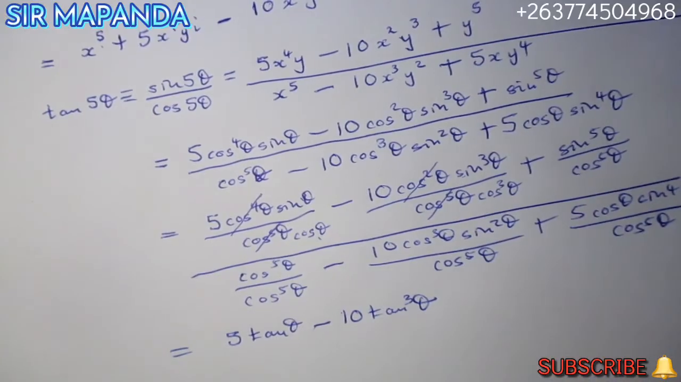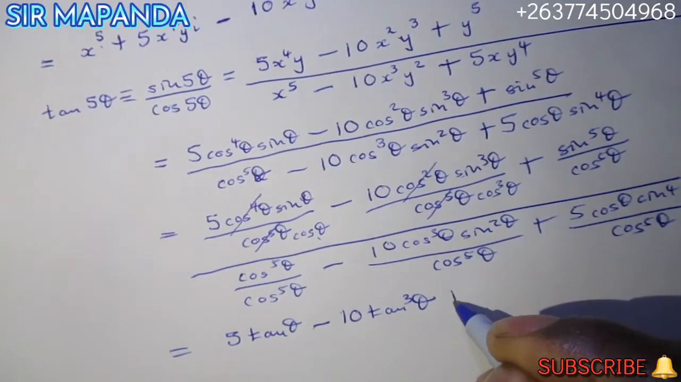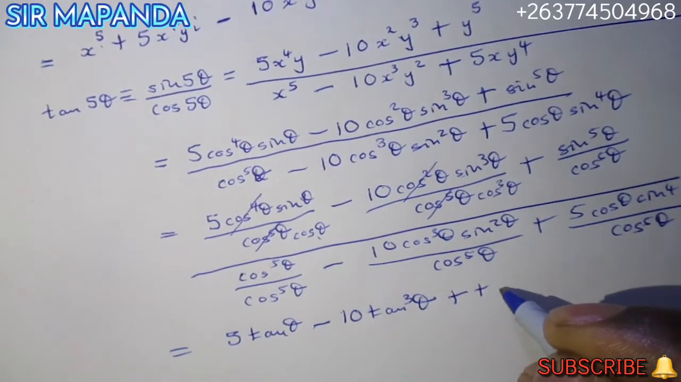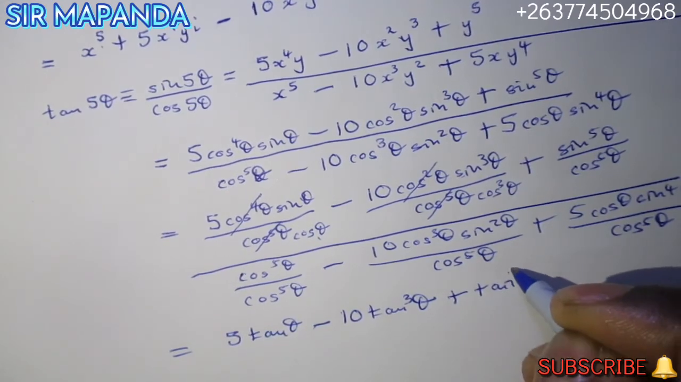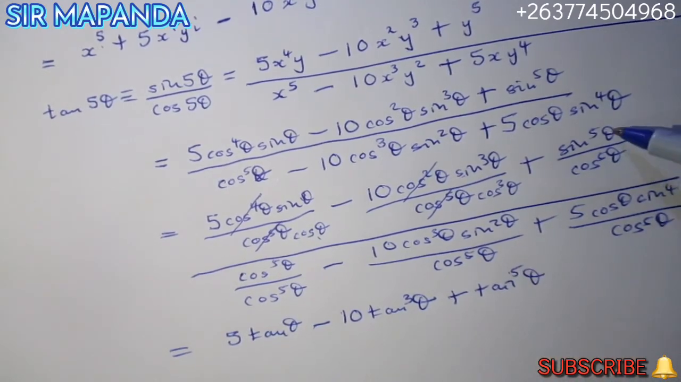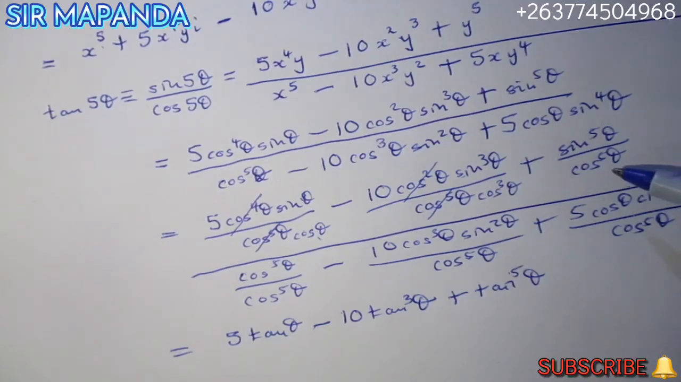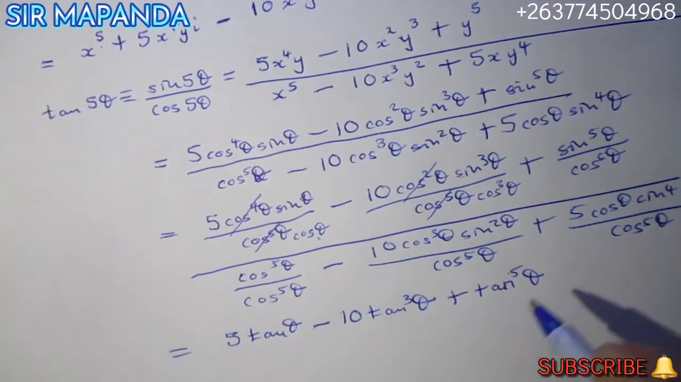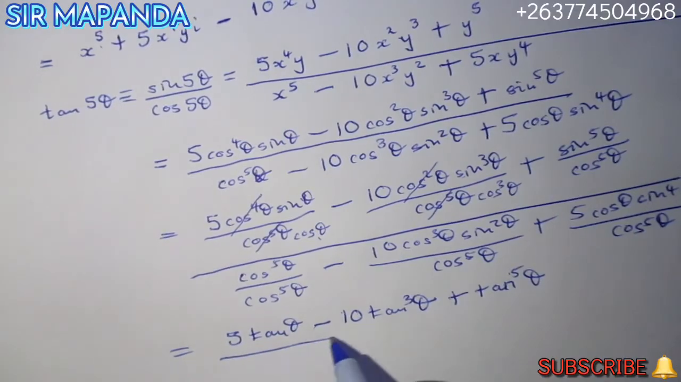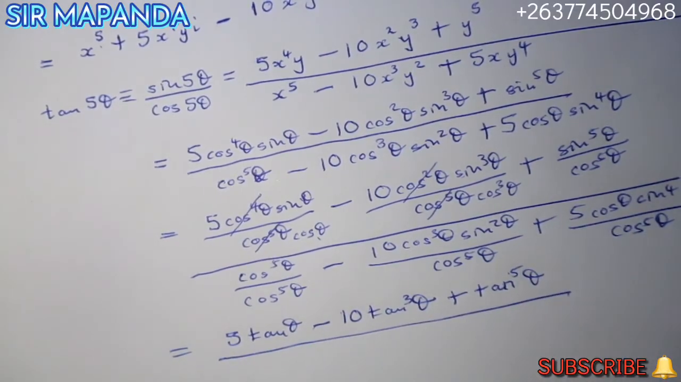Then the last term on the numerator is going to produce tan to the power of 5 theta. Since sine to the power of 5 theta divided by cos to the power of 5 theta, you get tan to the power of 5 theta. So we are done with the numerator. I hope you are following.